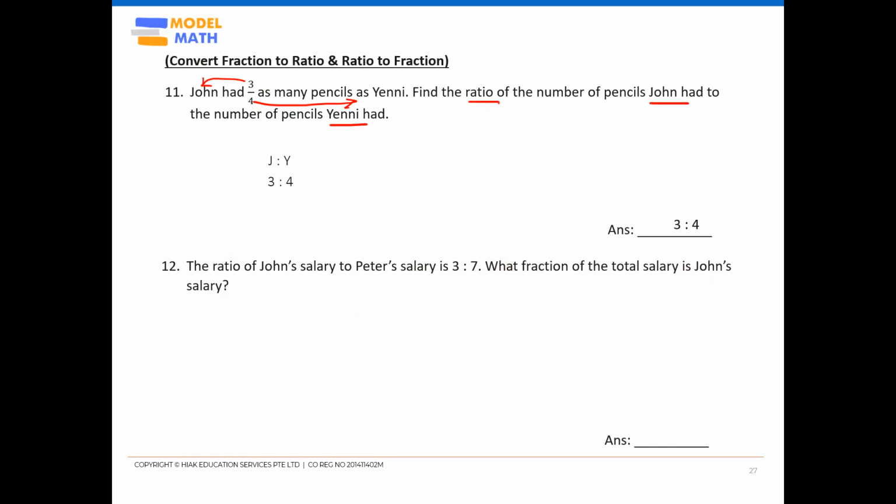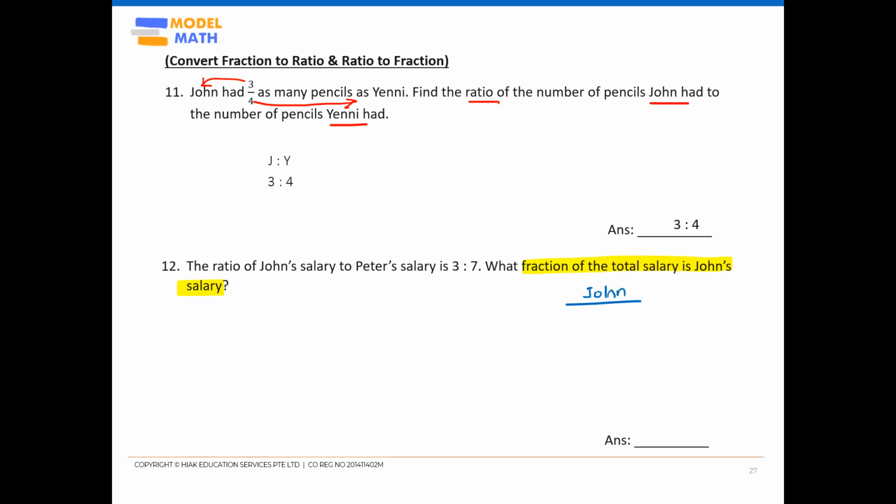Now, before I go on to the fraction, we first got to understand from this statement what exactly goes into our numerator and our denominator respectively. So when they say what fraction of the total is John's salary, that means John's salary should be in our numerator. Okay, so I'm just going to write that down, and I think you should write this down also. So John's salary is in the numerator.